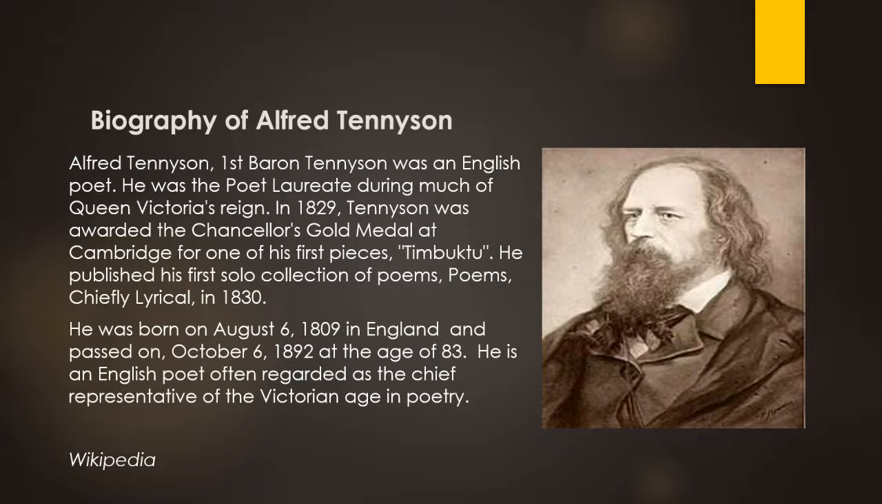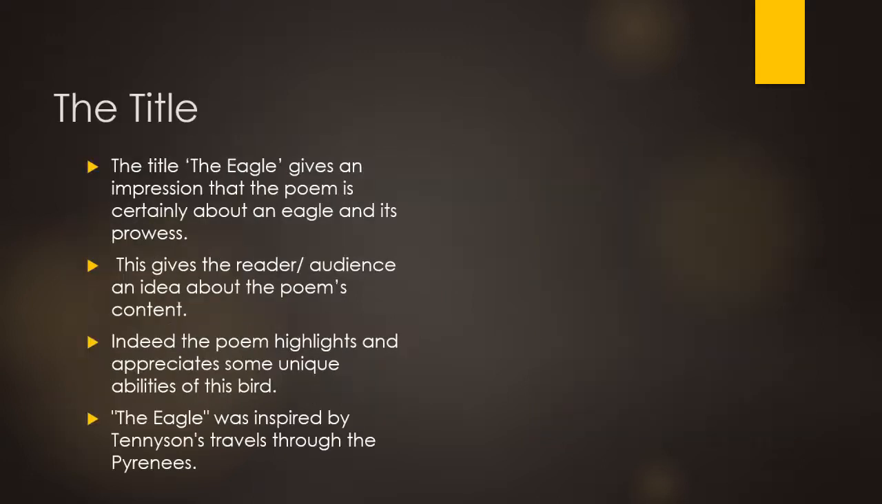He was born on the 6th of August, 1809 in England, and he passed on October 6th of 1892 at the age of 83. He is an English poet, often regarded as the chief representative of the Victorian age in poetry. Now we'll move and look at the title, The Eagle.